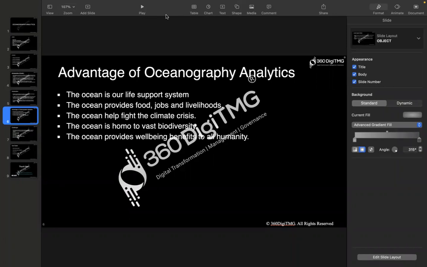So the disadvantages are funding scarcity. Funding is an issue for many oceanographers, I think.